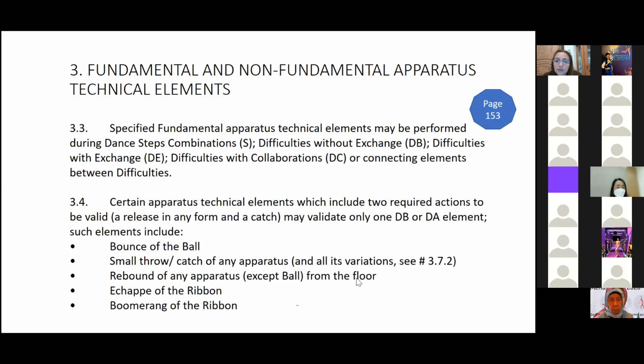When may they be performed? When can we see them? During the dance steps combination. Difficulties without exchange, difficulties with exchange, difficulties with collaborations, or any connecting element between the difficulties.